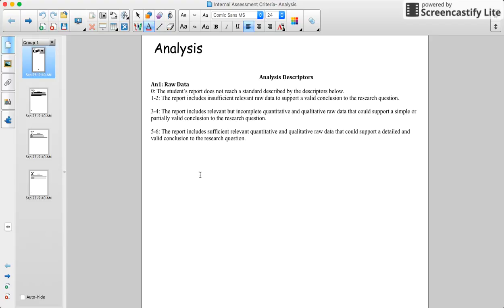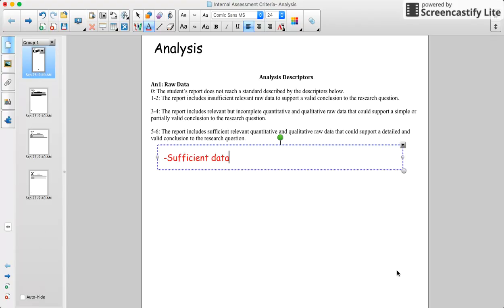marks in analysis. So, 5-6: the report includes sufficient relevant quantitative and qualitative raw data that could support a detailed and valid conclusion to the research question. The key thing to take away is that you need to have sufficient data. That means enough data. So you don't get one trial or even two trials of data and then call it good. You get as much data as you possibly can within the IA lab periods.